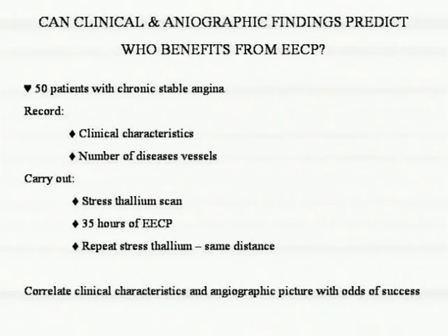And if it's just one vessel, you have single vessel disease, two vessel disease, etc. Then you do a stress thallium scan, treat them all with the ECP, then repeat the stress thallium scan the same distance, and then you correlate the clinical and angiographic characteristics with the odds of success. The clinical and demographic parameters were not at all predictive. But they found that the angiographic picture was predictive. And you can think about this for a moment.